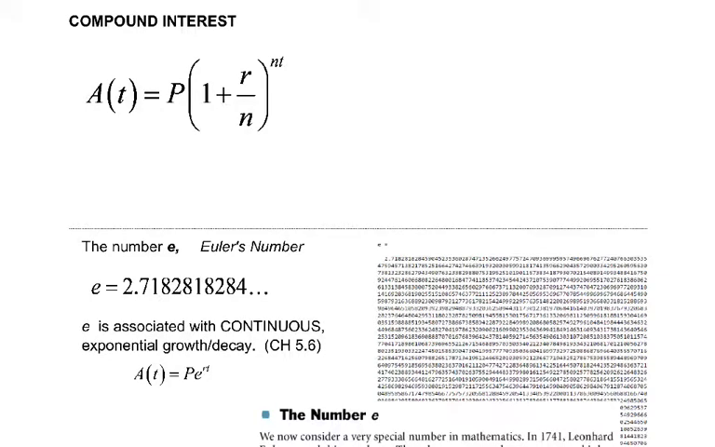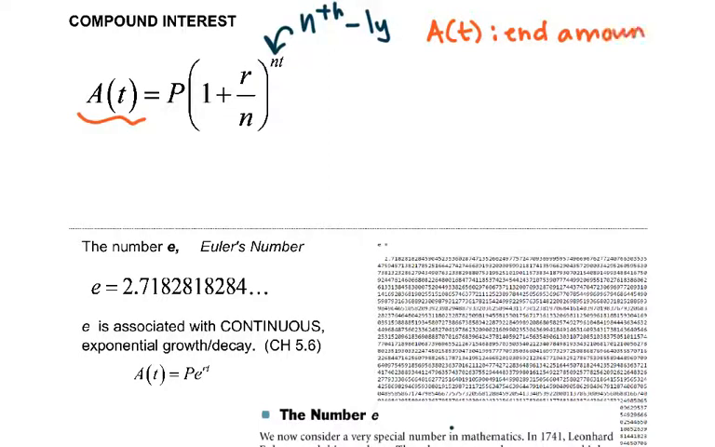So now that we understand exponential functions, let's talk about a specific exponential function. This would be a compound interest exponential function, and in this situation, it is interest compounded nthly. All right, so we have A of t. A of t is the end amount at time t.